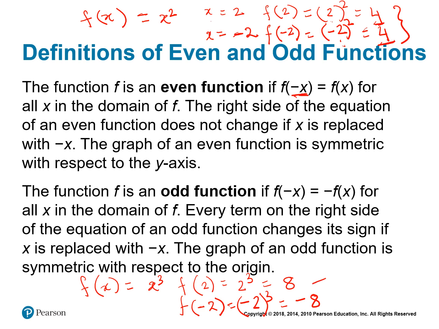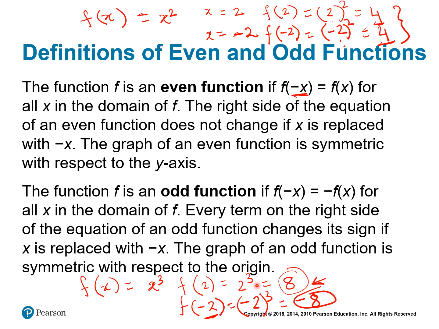So when we evaluated this function with +2, we got a y value of 8. When we changed x to -x, that means when we replace the 2 with a -2, our y value became -8. It became negative f of x. So that's an example of an odd function.